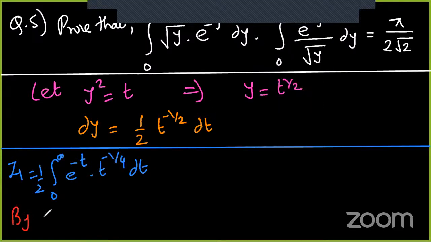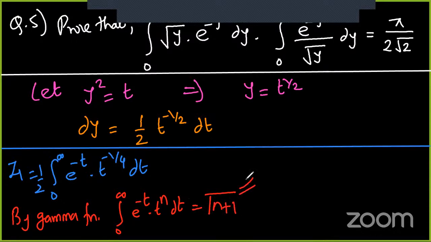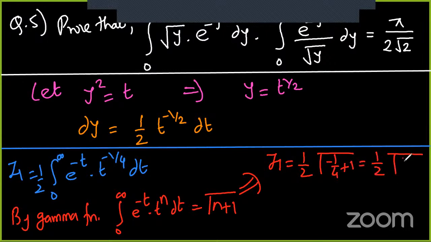Now the gamma function: the integral from 0 to infinity of e raised to minus t, t raised to n dt, is equal to gamma of n plus 1. We used this formula. So I1 is equal to 1/2 times gamma of minus 1/4 plus 1, which is 3/4. So gamma of 3/4. I1 is 1/2 into gamma of 3/4. Remember this. Then we'll go for the second one, that is I2.